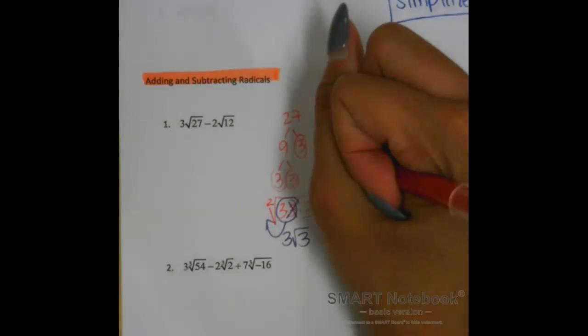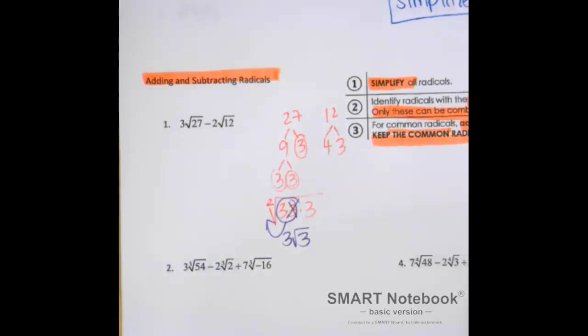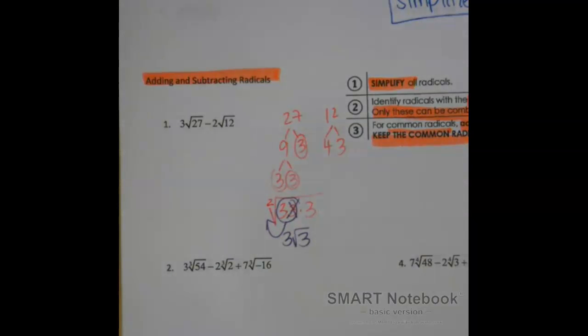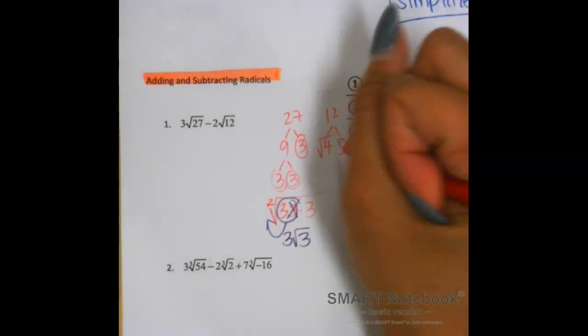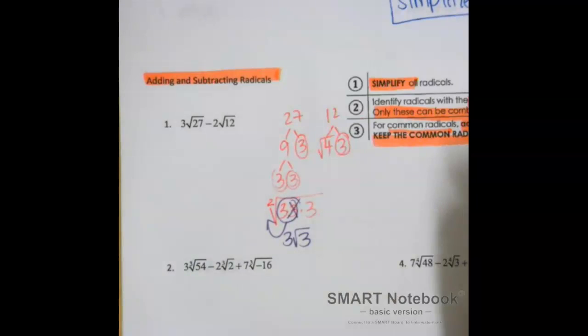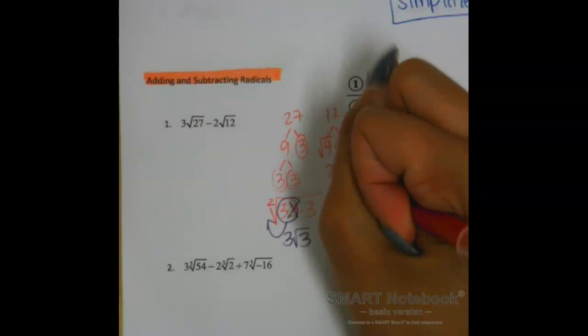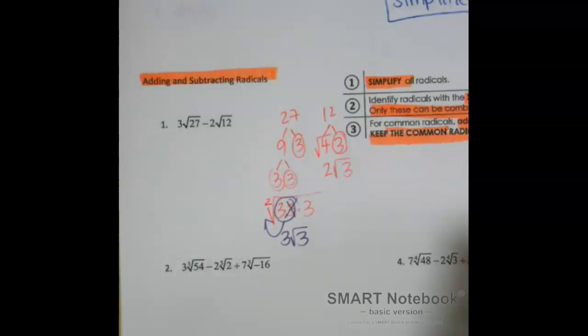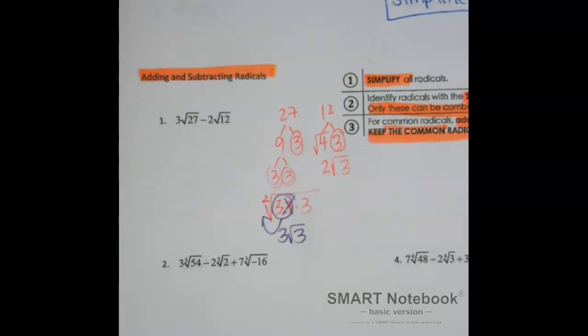For 12, you can split it into 4 and 3. If you're good and you know what to do from here, you can take the square root of 4, because what's the square root of 4? 2. So you could technically stop here, take the square root of 4, and keep the 3. Square root of 4 is just 2 square root of 3. If you keep simplifying here, guys, 4 is going to break up into 2 and 2. You're still going to get this 2 square root of 3.